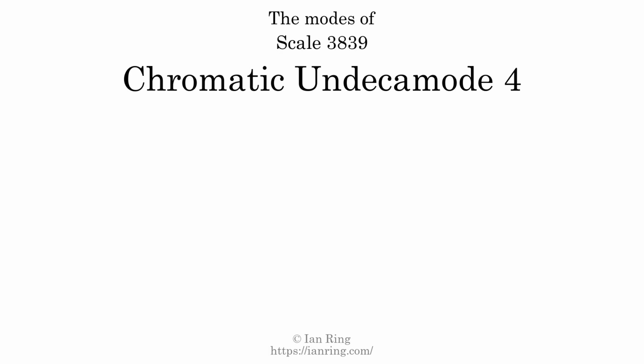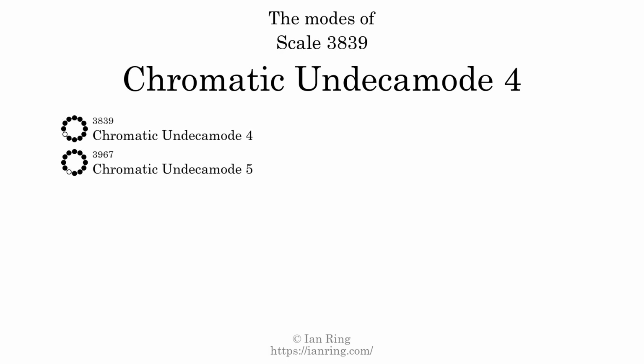This scale has 11 modes. The first mode is itself. The second mode is scale 3967, also known as Chromatic Undecamode 5. It sounds like this.